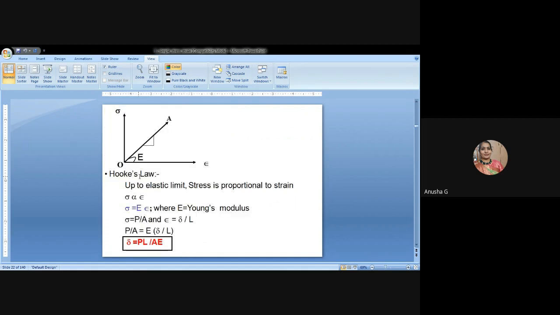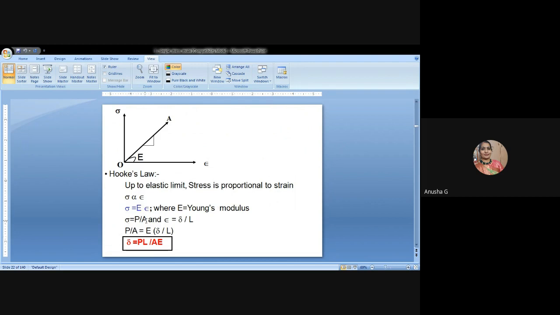Okay, based on Hooke's law, up to the elastic limit, stress is proportional to strain. Stress is denoted as sigma, strain is denoted as epsilon. Stress is directly proportional to strain up to a certain limit. Then sigma equals capital E times epsilon. This capital E is the modulus of elasticity or Young's modulus, which is a constant.